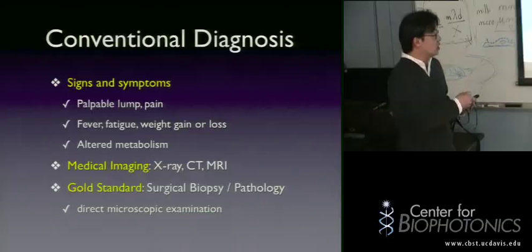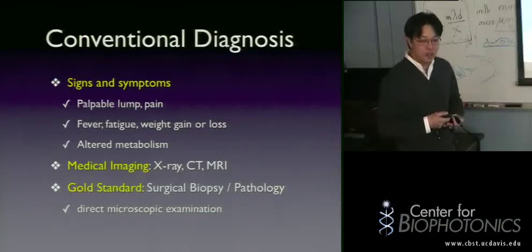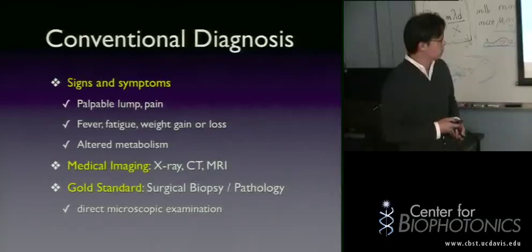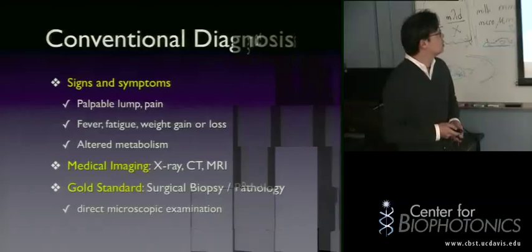But the gold standard ultimately is to go in there, open the body up, get a piece of that tissue out, and analyze it under the microscope. And so direct microscopic examination has been the key. But are there ways that we can improve on these methods?